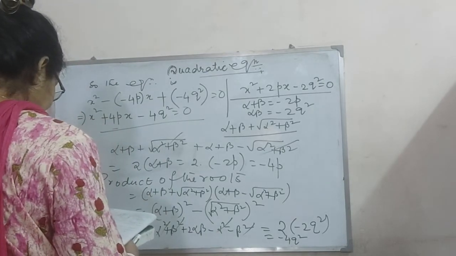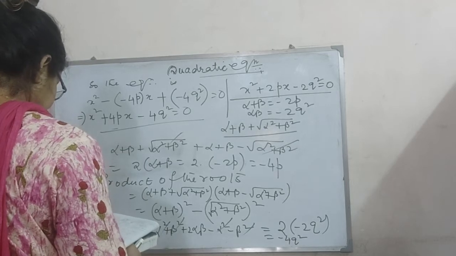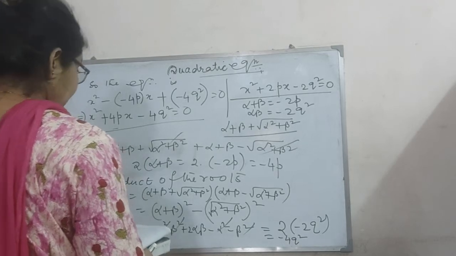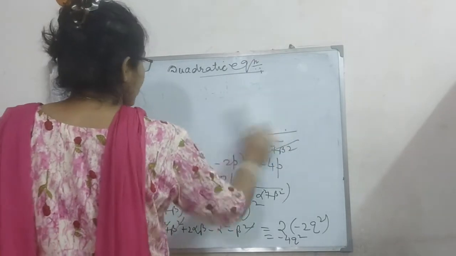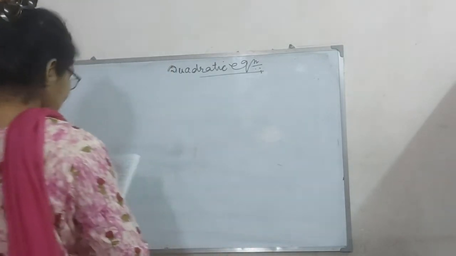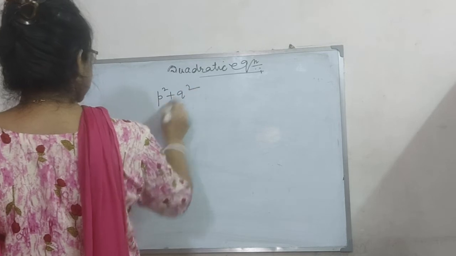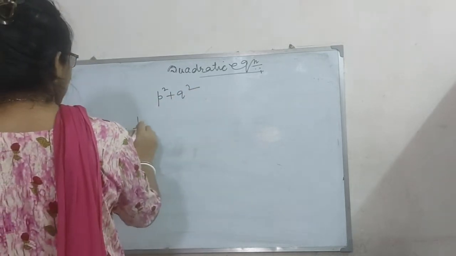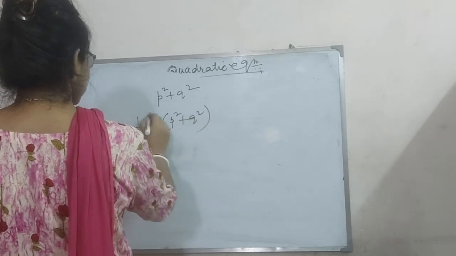And here it is given that p square plus q square is not a perfect square. We have to prove alpha square plus beta square, p square plus q square. P square plus q square is not a perfect square. I can write it in this way, p square plus q square.